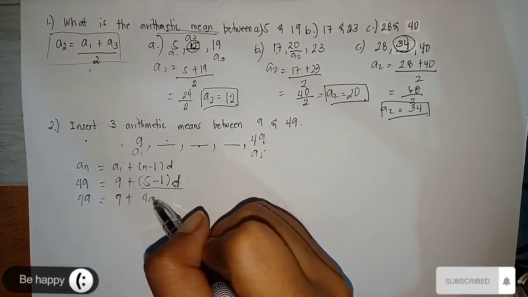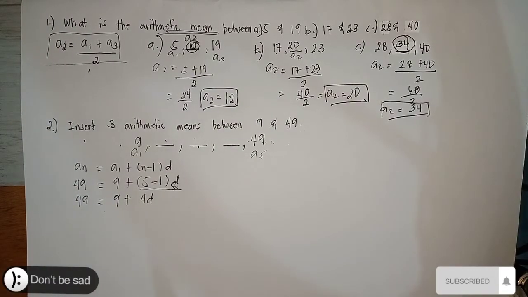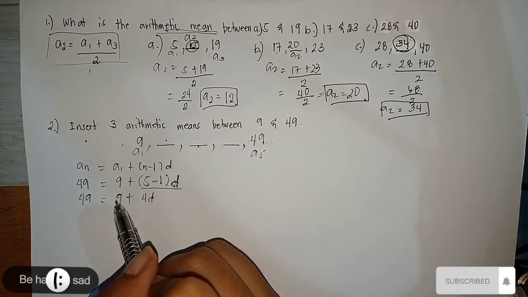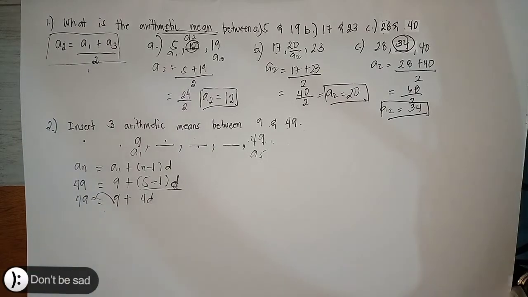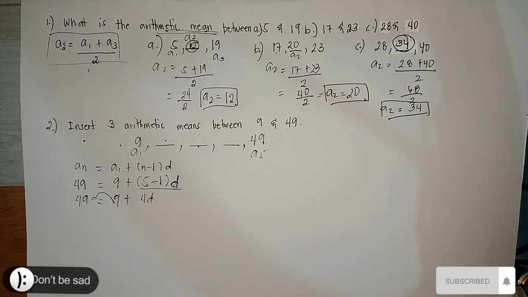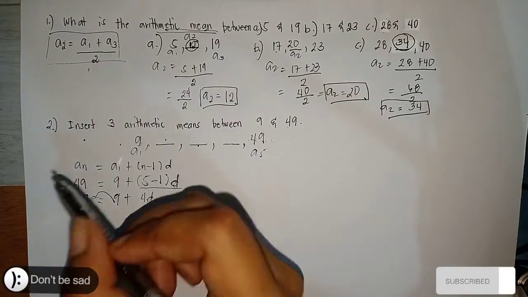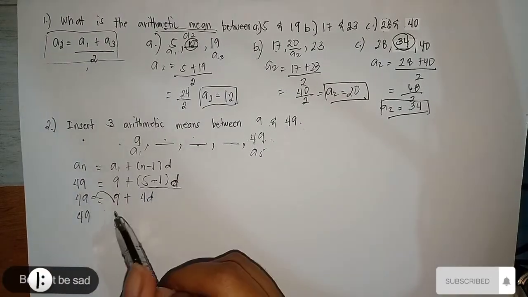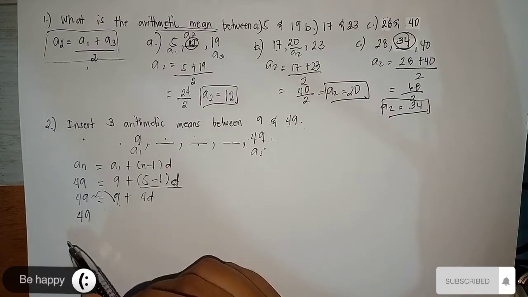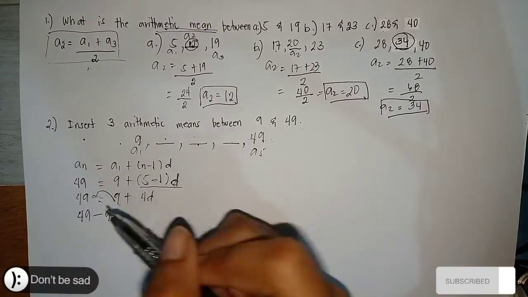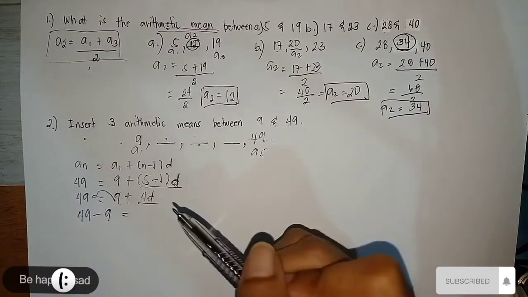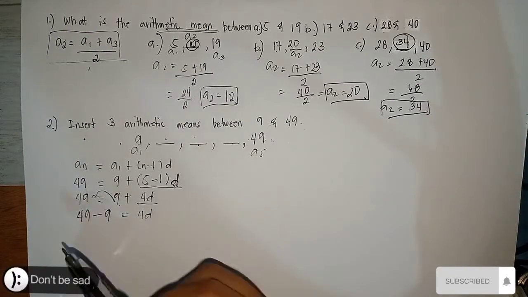That is 4d. Okay, then right after that, just transpose 9 to 49 kasi kailangan magkasama sila para ma-perform natin siya at mahanap natin si d. Kasi sila yung like terms. So, 49, si 9 dito ay positive, so magiging negative siya dito. Minus 9 is equal to, natira na lang si 4d, so lagay nyo lang yan.